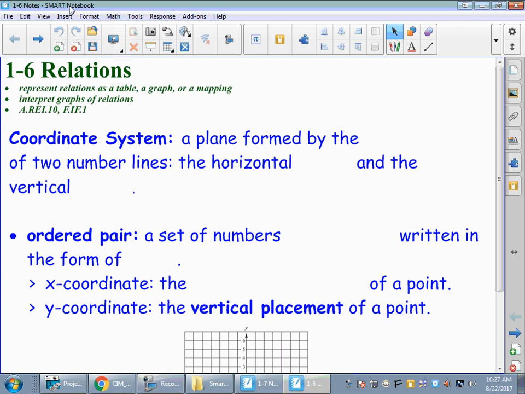These are your 1-6 notes on relations. We're going to talk about the coordinate plane. We're going to talk about a relation and how to represent it as a set of ordered pairs, tables, graphs, and mappings. Pretty easy day, just a lot of vocab today.